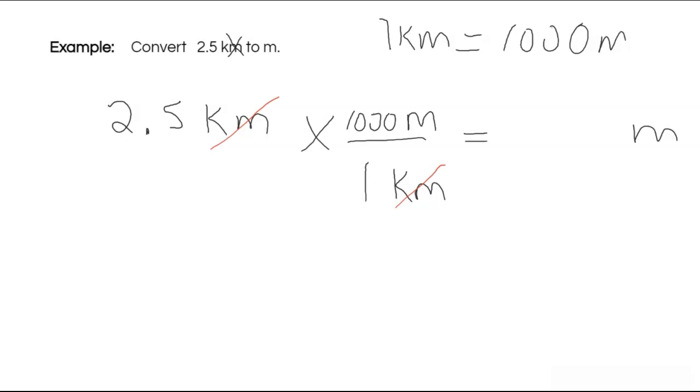Now again, would moving the decimal place and just using your brain work faster for this? Probably, definitely, but I'm just trying to illustrate the method here. So I would go 2.5 times 1,000, dividing by 1 is not going to change my value, so that's just going to give me 2,500 meters. And I'm done, and I can see again my kilometers canceled out. The unit that remains is meters. That is the unit that I'm looking for.